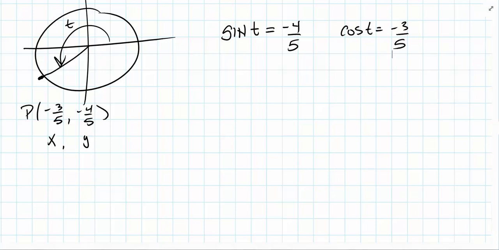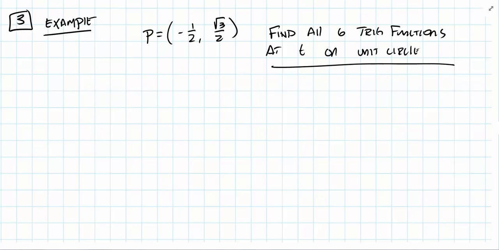So there is some point out there in the coordinate plane that's on the unit circle, and that point is at negative 1/2 comma root 3 over 2. So what quadrant does that put us in right away? Very good, quadrant 2. So the first thing we're going to do is draw a picture.